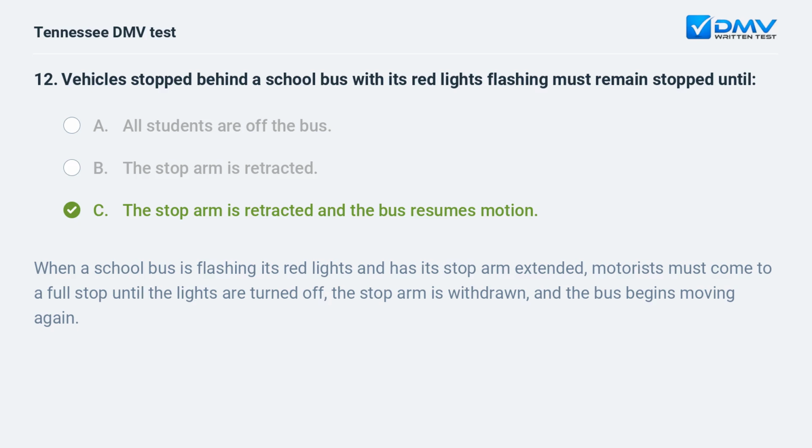When a school bus is flashing its red lights and has its stop arm extended, motorists must come to a full stop until the lights are turned off, the stop arm is withdrawn, and the bus begins moving again.